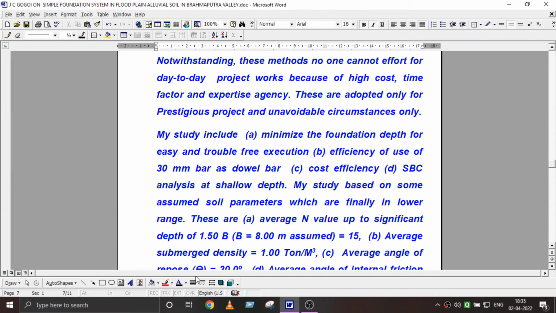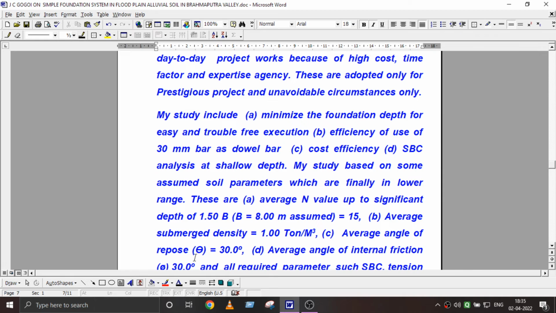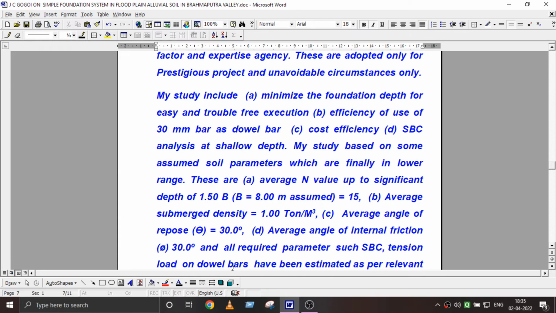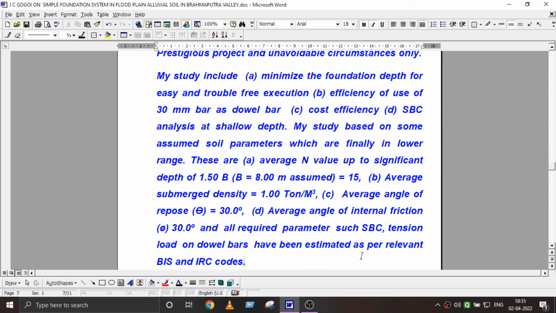Average submerged density shall be 1 ton per cubic meter. Average angle of repose is 30 degrees. Average angle of internal friction is 30 degrees. And all required parameters such as SBC and tension load of double bars have been estimated as per BIS and IRC codes.